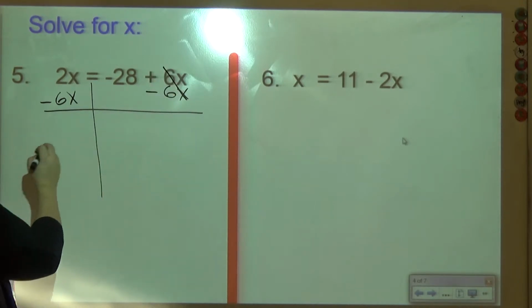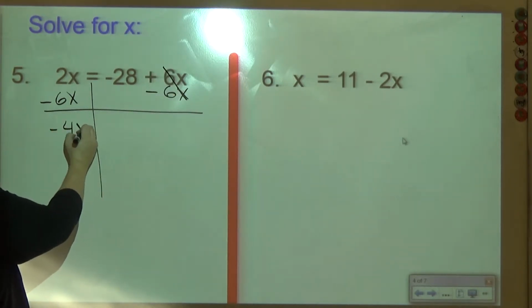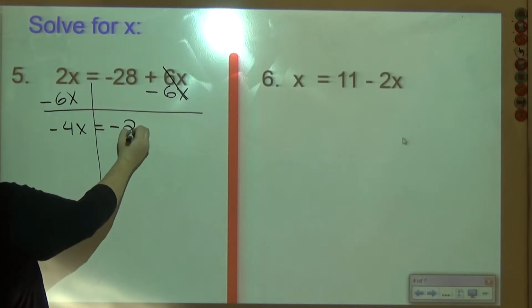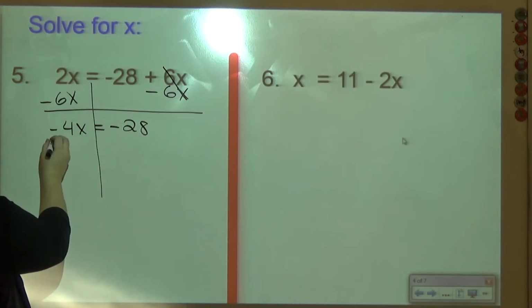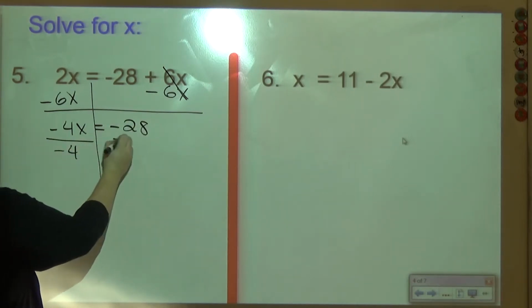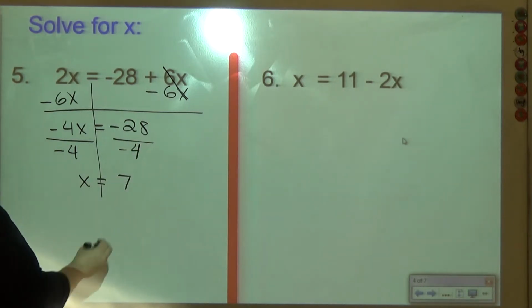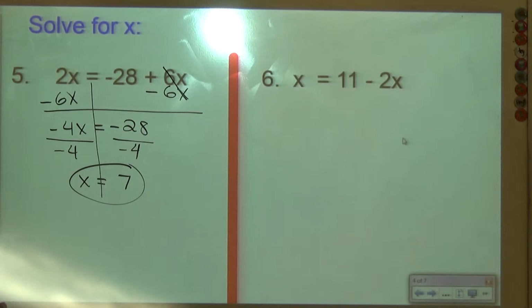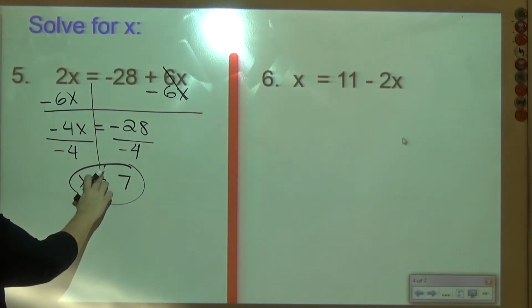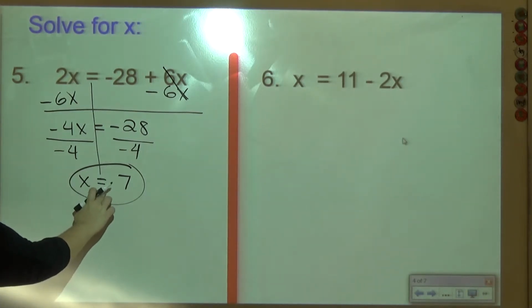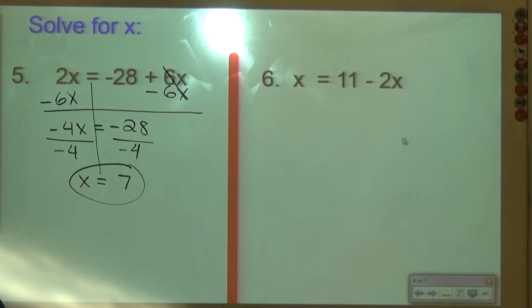So 2x minus 6x is negative 4x equals negative 28. And divide to get your x by itself. x equals positive 7. I know it looks like it's not equal, but it is. So some teachers get mad about that. I don't mind, because I can see it's the line.